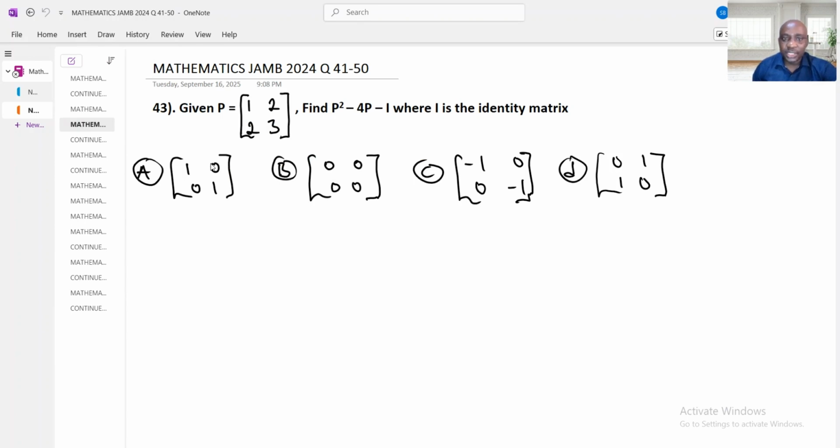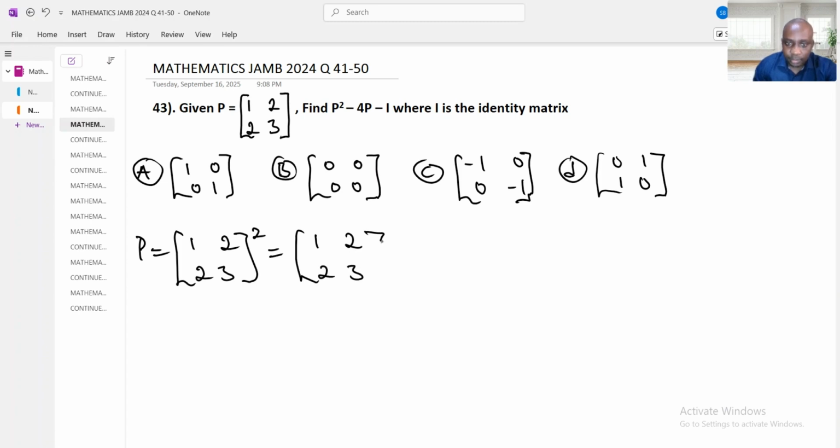Given P is equal to this, find P raised to power 2 minus 4P minus I, where I is the identity matrix. What we are going to do first is look for this P. This is our P raised to power 2. Let me first draw it out. 1, 2, 2, 3, raised to power 2. Now we are going to expand it: 1, 2, 2, 3 multiplied by 1, 2, 2, 3.